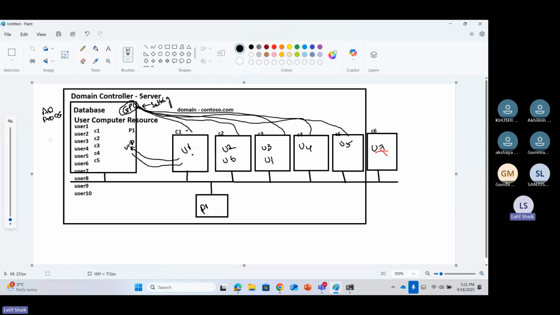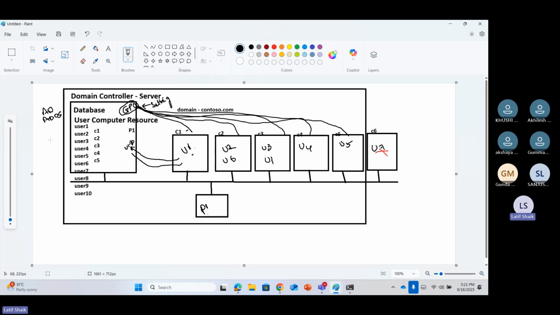A domain is a logical boundary, and there is a domain name. What is a domain name? It's just a name only. So I belong to this organization, and the organization has a name, right? You belong to a college or some organization.